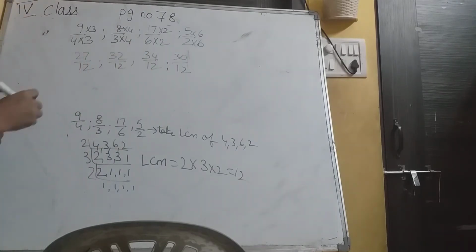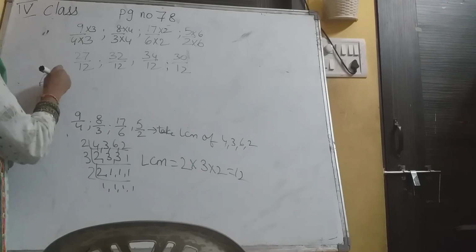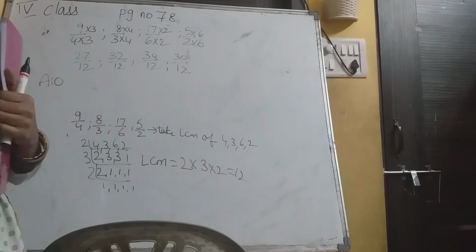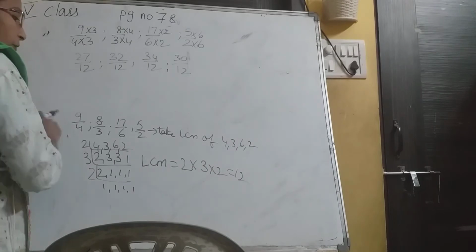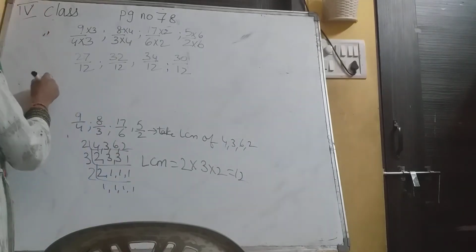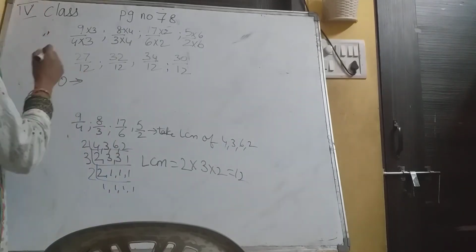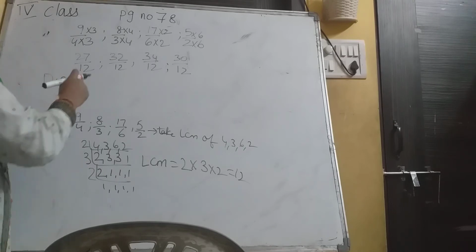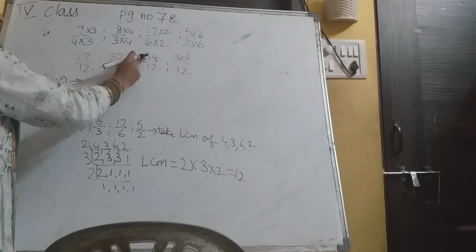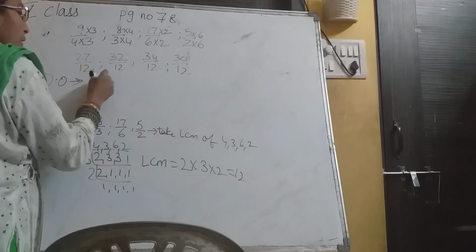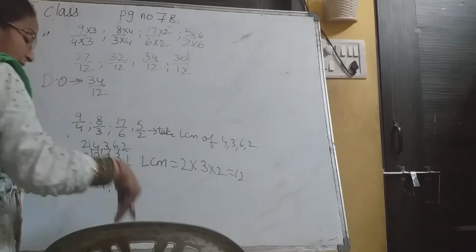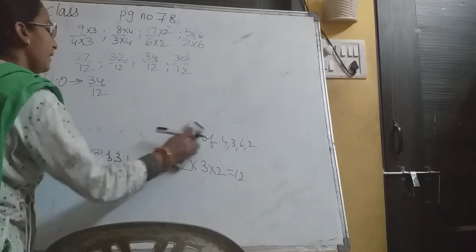Now you are going to write them in ascending order, children. Sorry, descending order you have to write. This bit is of descending order, no? Descending order means big to small. So which is bigger? 27, 32, 34, 30. 34 by 12. 34 by 12 is third fraction, no? What is the third fraction, children?